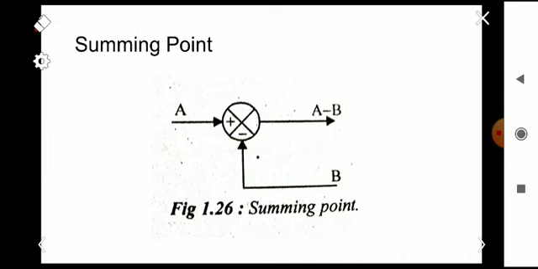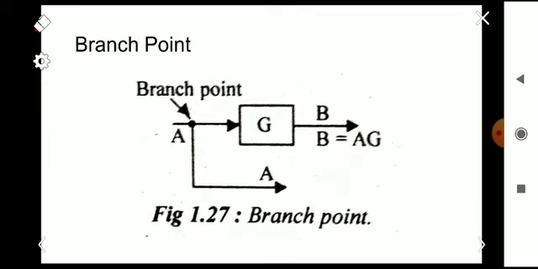Okay, so here A is connected to the plus sign and B is coming to minus, so B is subtracted from A, so A minus B will be the output. Okay, if both are plus signs, we will get A plus B as the output. Okay, and this is about the summing point, and next one is the branch point.